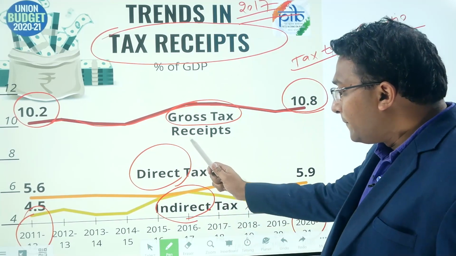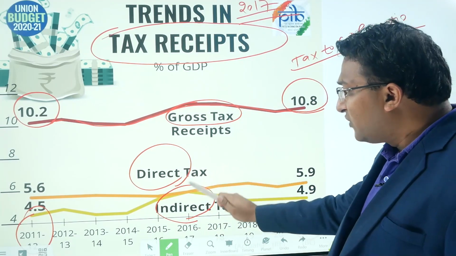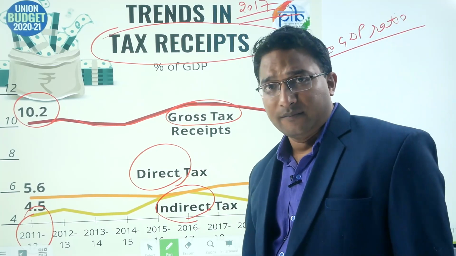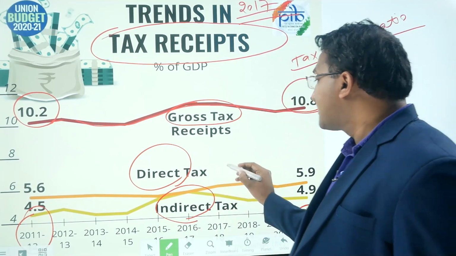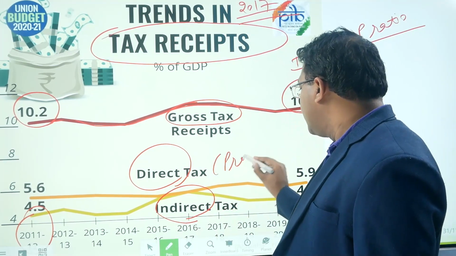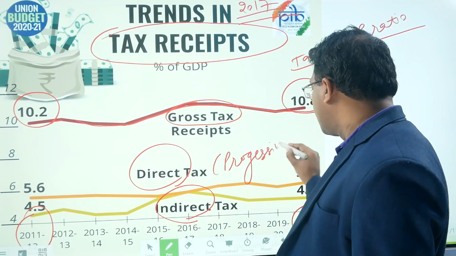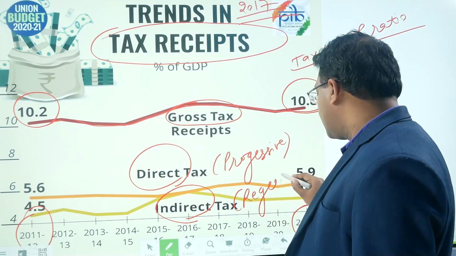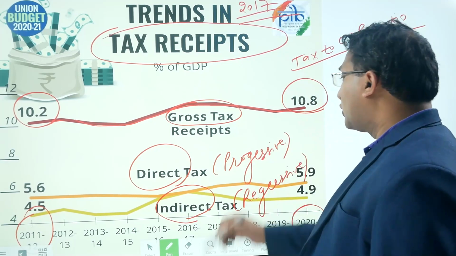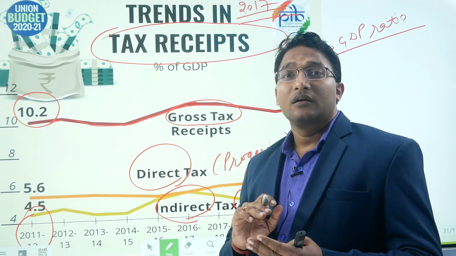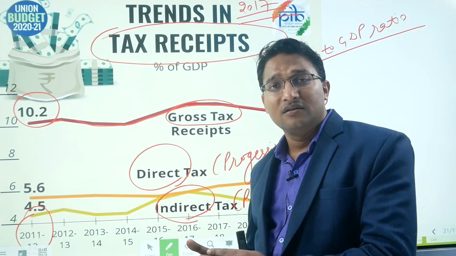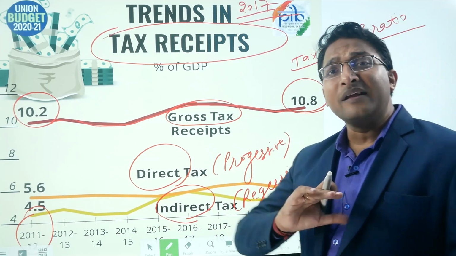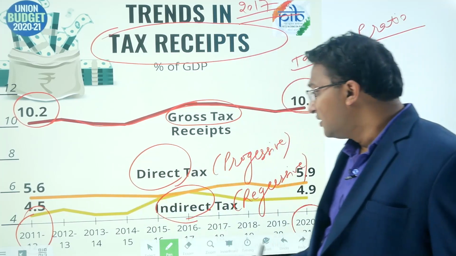Then the second observation is the comparison between direct tax and indirect tax. Why is this comparison important? Friends, direct tax represents the progressive system and indirect tax represents the regressive taxation system. What is the meaning of progressive? Progressive means more the income, more the tax. Less the income, less the tax. Regressive means it remains the same for everyone, right?